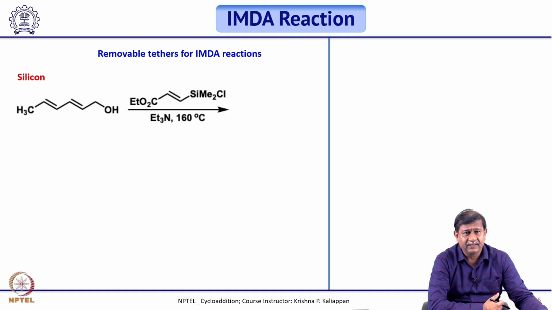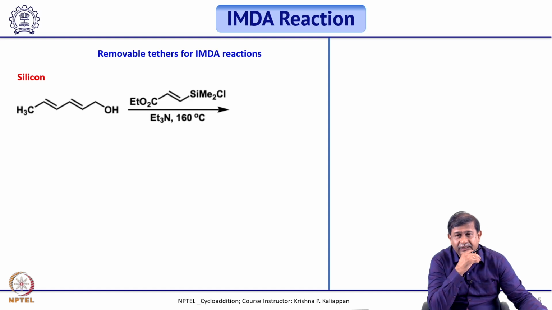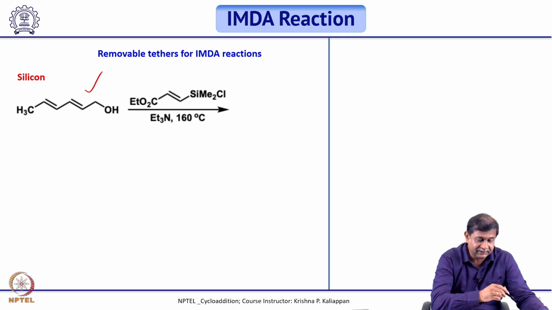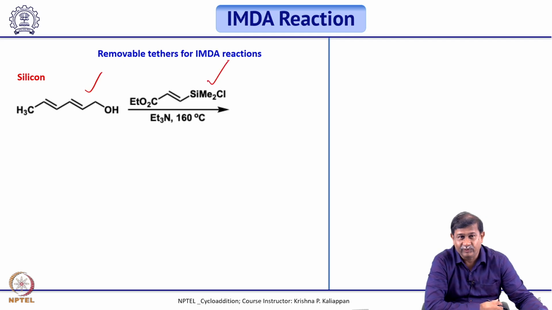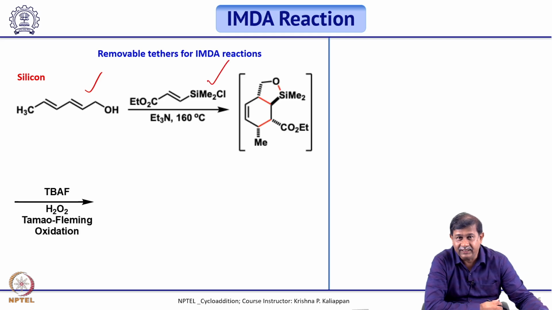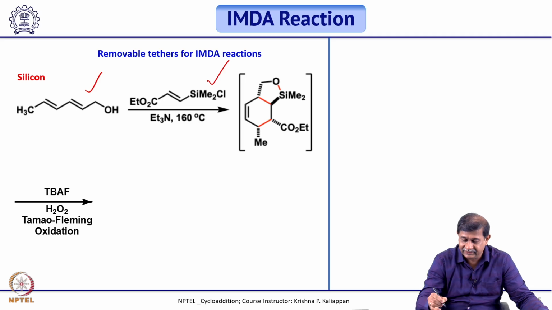In intramolecular Diels-Alder reaction, people also have used some removable tether groups. For example, one can have a silicon group. See, for example, you take this dienol and then treat with this type of silane chloride. Basically, what you are doing is you are protecting the alcohol as a silyl ether. Okay. So that will undergo intramolecular Diels-Alder reaction. You can see this is how it will form.